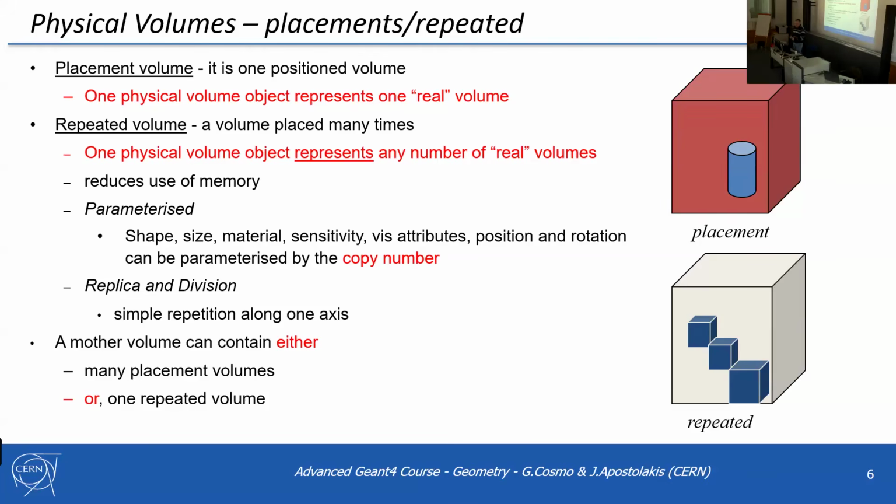So repeated volumes can be either parameterized, and the parameterization can apply to different kinds of situations, can apply to the size, to the positioning, to the material, also to the shape, or can be simple replica or division. Replica and division are simple repetition of that volume along a certain axis. It is important to know that a mother volume can contain either many placed volumes or a single replicated volume.